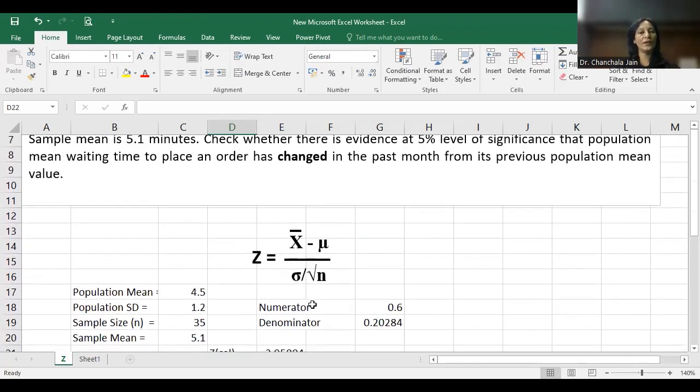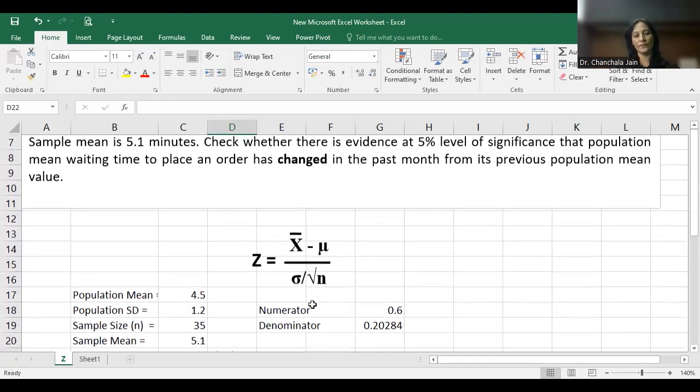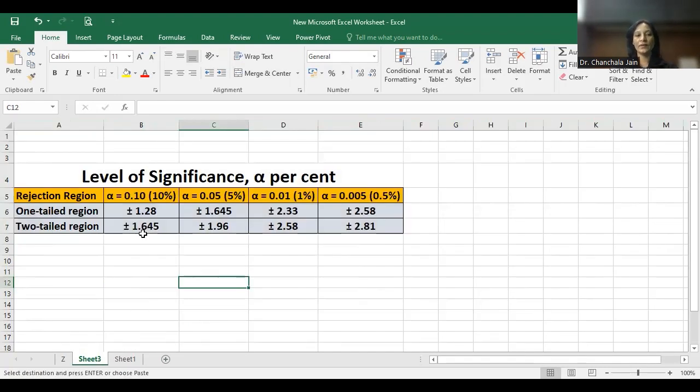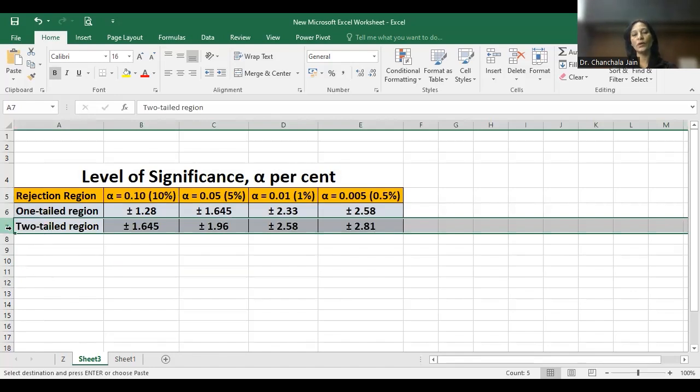So friends, at different levels of significance, the value will be different. So now we can see the values. In this particular Excel sheet, I have mentioned various levels of significance and the Z value for each. Firstly we need to see that we have one-tailed and two-tailed, both values of Z are available. As our hypothesis is based on a two-tailed test, we need to look at this particular row. Now the level of significance is 5%. So at 5% level of significance, the Z value is 1.96.